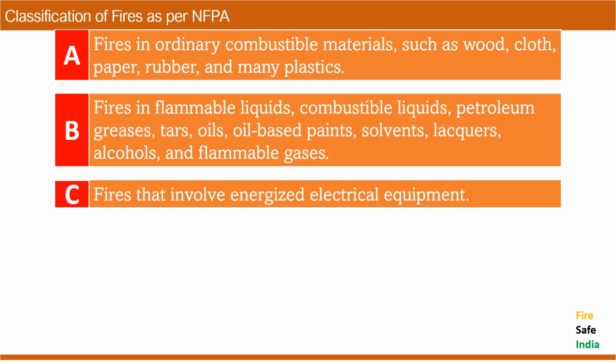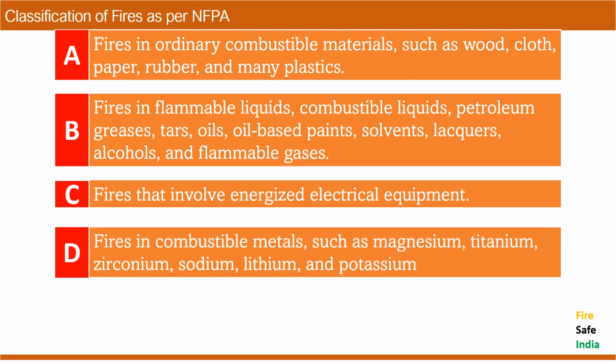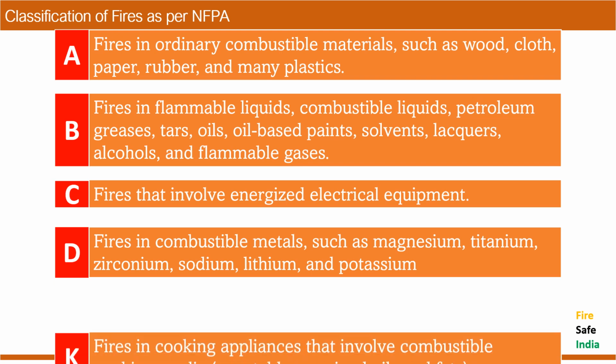In class C, they have considered electrical equipment fires that involve energized electrical equipment. They have considered it as a class C fire. So electrical fire is considered as a class C fire as per NFPA. Class D is common to Indian standard classification, that is fire in combustible metals such as magnesium, titanium, zirconium, sodium, lithium, and potassium. So all combustible metal fire falls under class D, same as Indian standard classification.